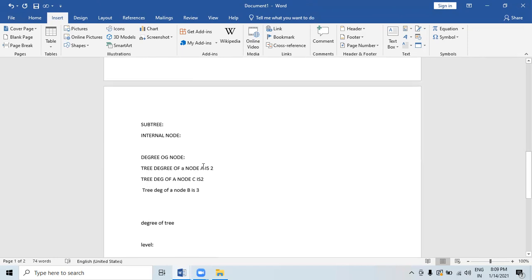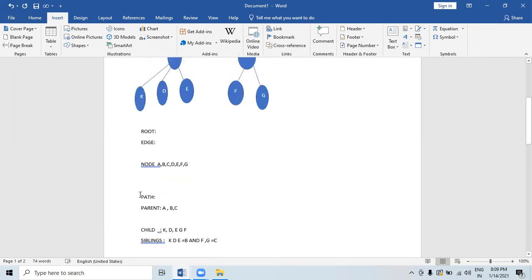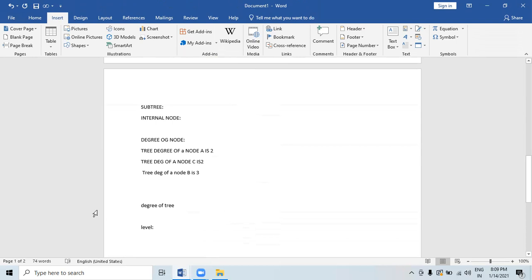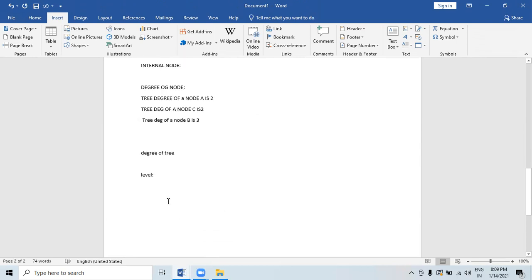Then degree of a node. The degree of node A is 2. मतलब हम अभी जैसे B की degree 3 है, so it is the highest degree, right? So we can say that B has a degree of 3, right? Then level, we have none. Okay, so this is about the terminology.